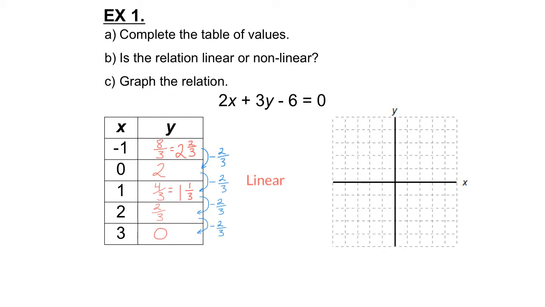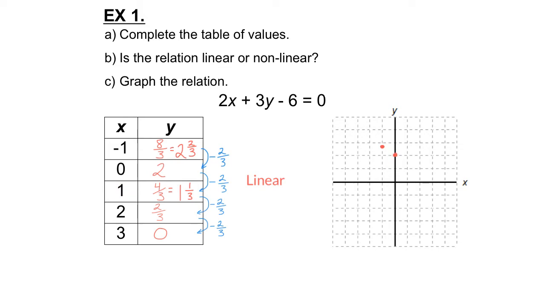Graph the relation. Well, I'm going to use this grid here. We're going to use 1 square for each unit. So x is minus 1, y is 2 2/3. So when x is minus 1, we're over here. When y is 2 2/3, we're going up 2 2/3. We're here. When x is 0, y is 2.